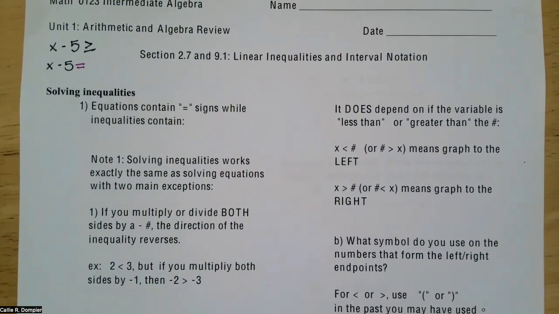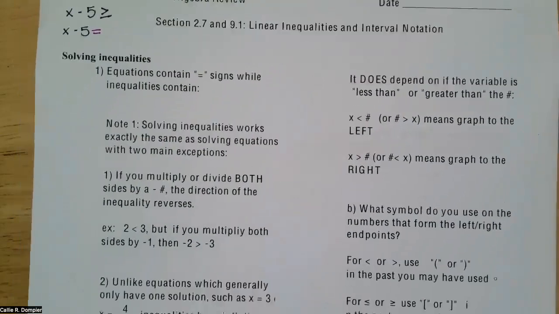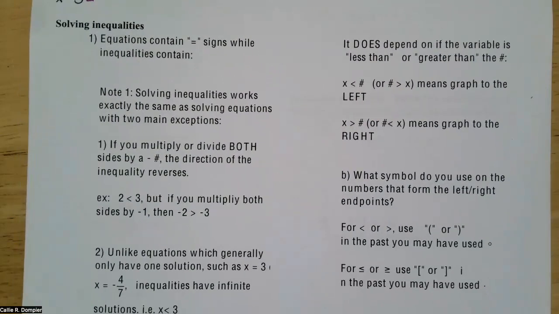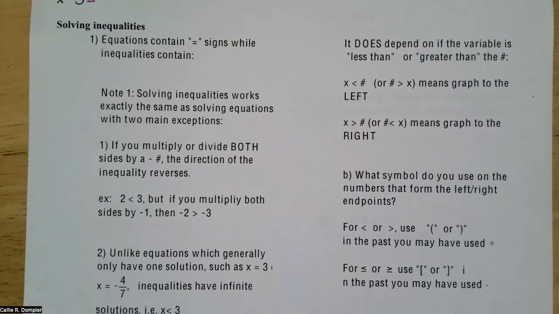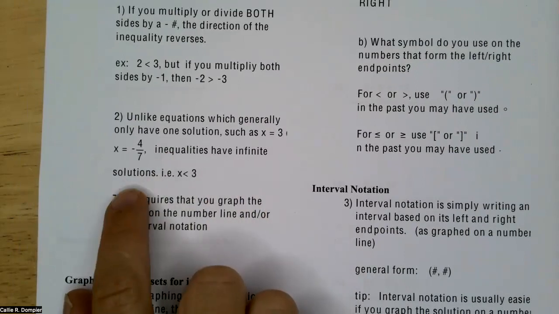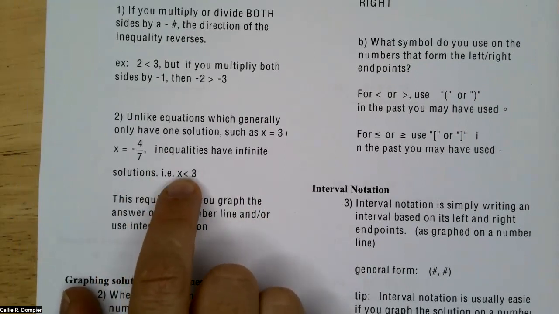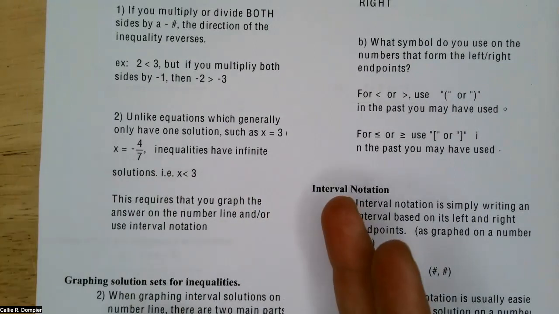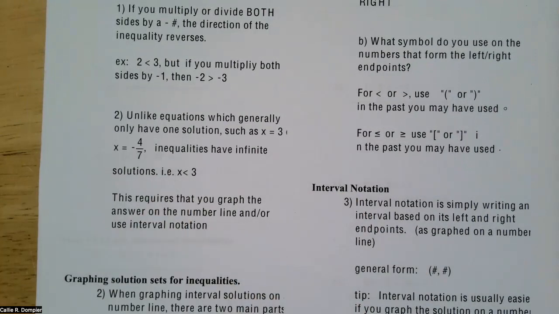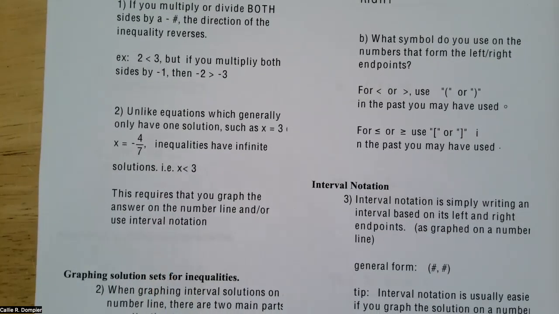So for an inequality, you have infinite solutions. If we were to say x is less than 3, that's saying every single number less than 3 is a correct answer, is one of the solutions of the inequality. So you're never making a list, you're just saying infinite solutions. There are infinite numbers that are less than the number 3 in this example.